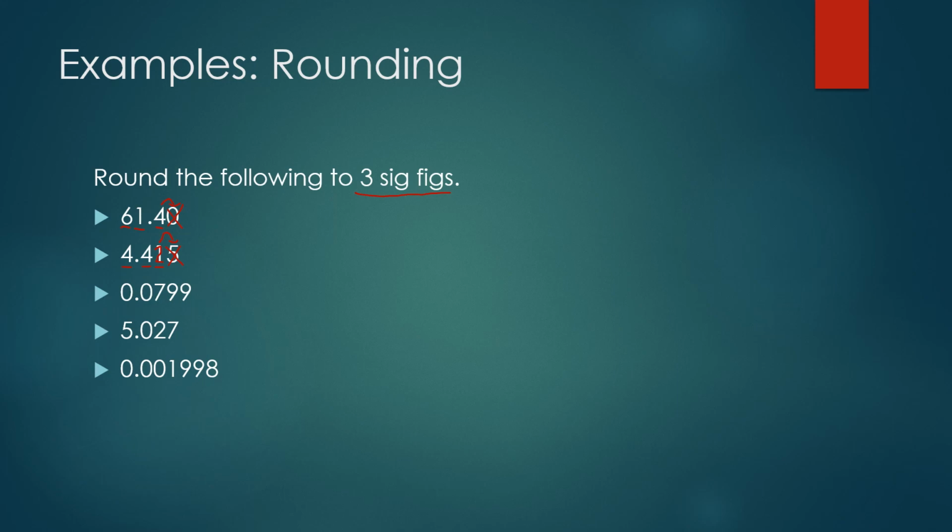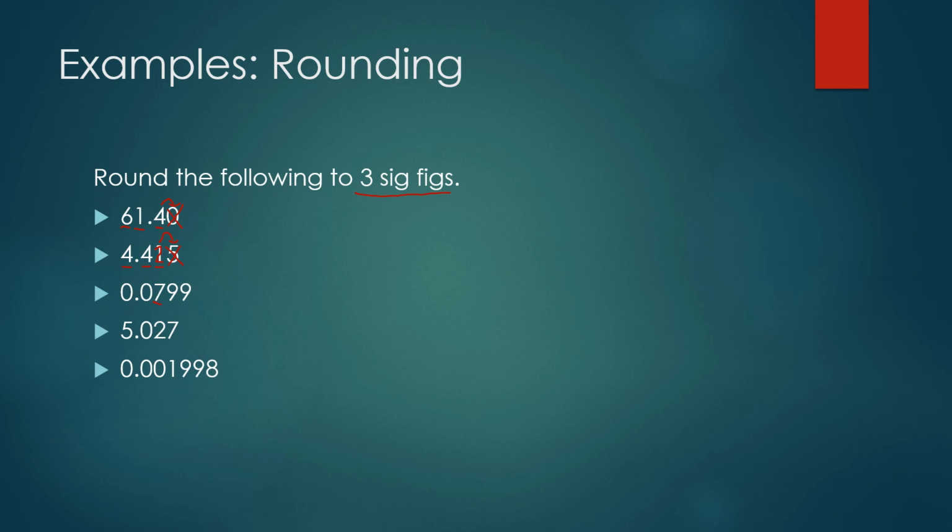Now here's a tricky one. So we have to apply our rules of significant figure counting. Does this first 0 count? It does not. Does this second 0 after the decimal point, does that count? No, it doesn't. Why? Because even though there's a decimal point, we can't start counting till we get to our first non-zero digit. So the first non-zero digit that we encounter is the number 7. So that's where we start our count.